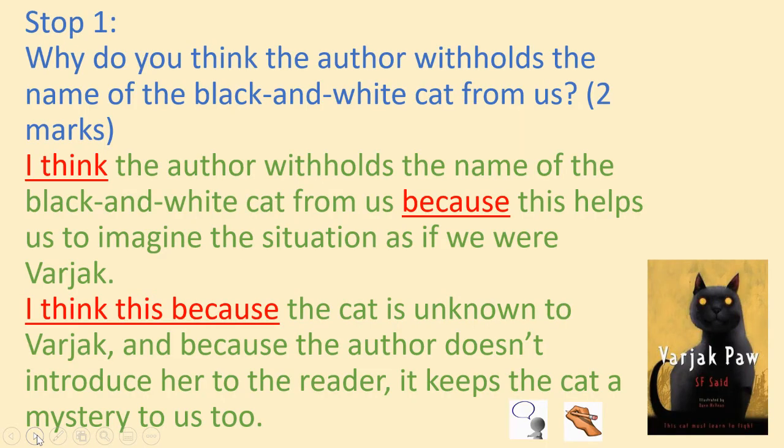Well, I think the author withholds the name of the black and white cat from us because this helps us to imagine the situation as if we were Varjak. Varjak doesn't know the cat's name, nor do we, so we can really imagine we're Varjak. And I think this because the cat is unknown to Varjak and because the author doesn't introduce her to the reader, it keeps the cat a mystery to us too. So this is a real mystery who this cat is.